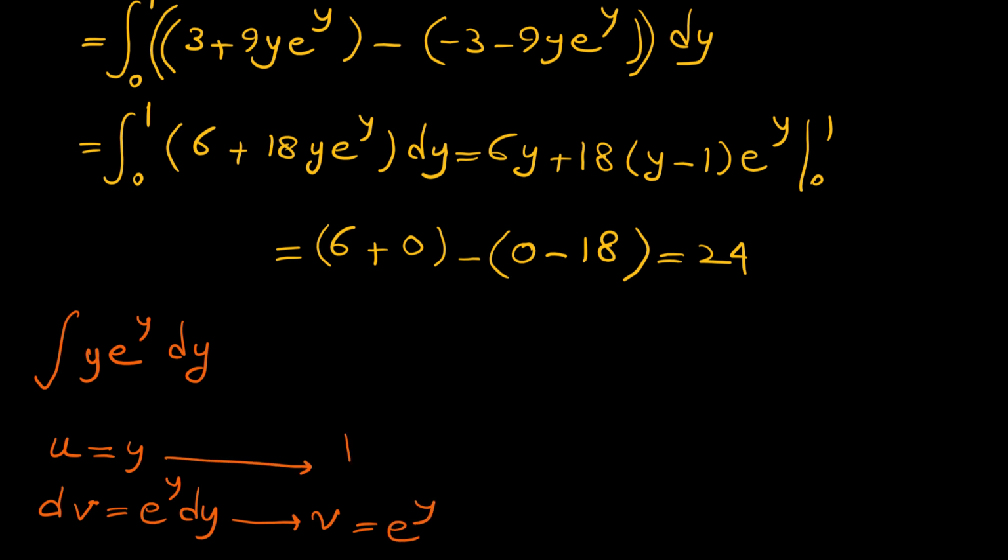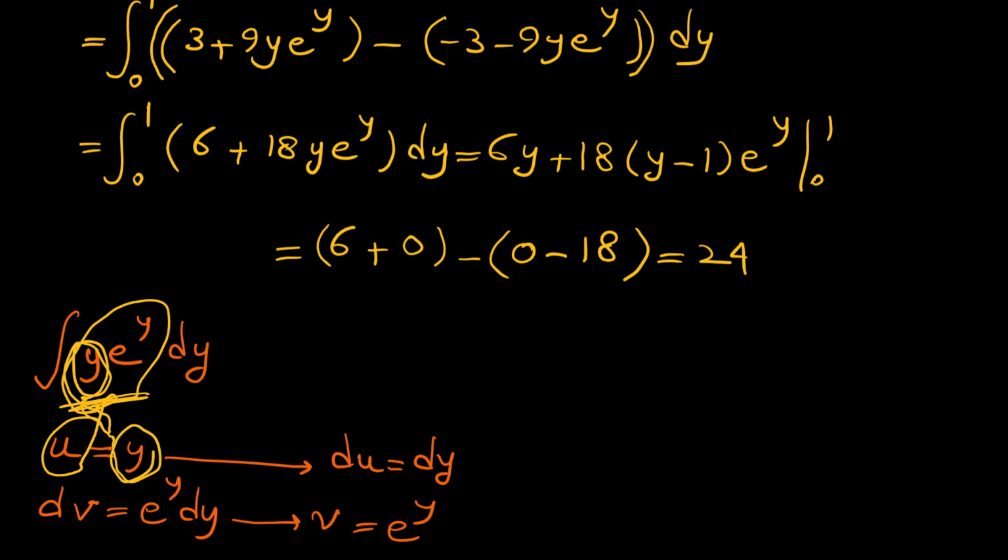From this, if we find differential of u, du equals dy. So if you remember, in the integration by parts, we suppose part of this function as u, and that part is usually the part that its derivative is easier. Derivative of y is 1, so it's easier function. So for this reason, it's a good idea to choose y as u.